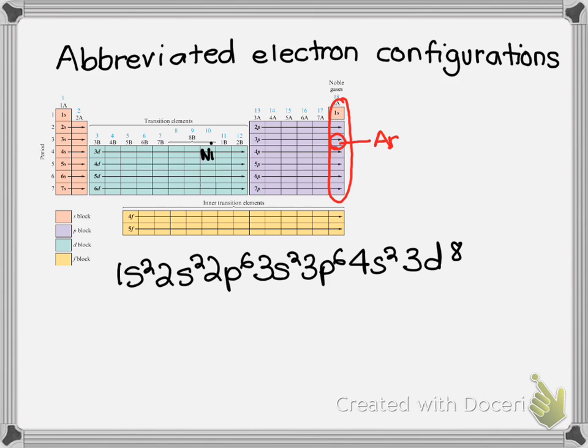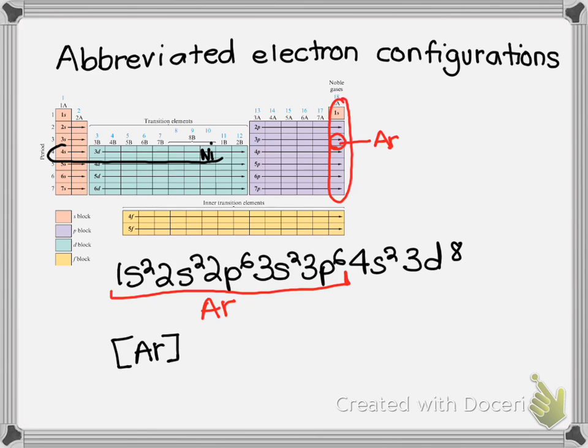So if we wrote out the configuration for argon, all of this right here is argon. So instead of writing all of that, in an abbreviated one, we would write argon in brackets. And then all we write are the electrons that are in the period that nickel's in. So we would say 4s2, 3d8. And the only thing you can put in brackets is a noble gas. So you can't put any element in there. It can only be the noble gas, and it's the one in the period before it.